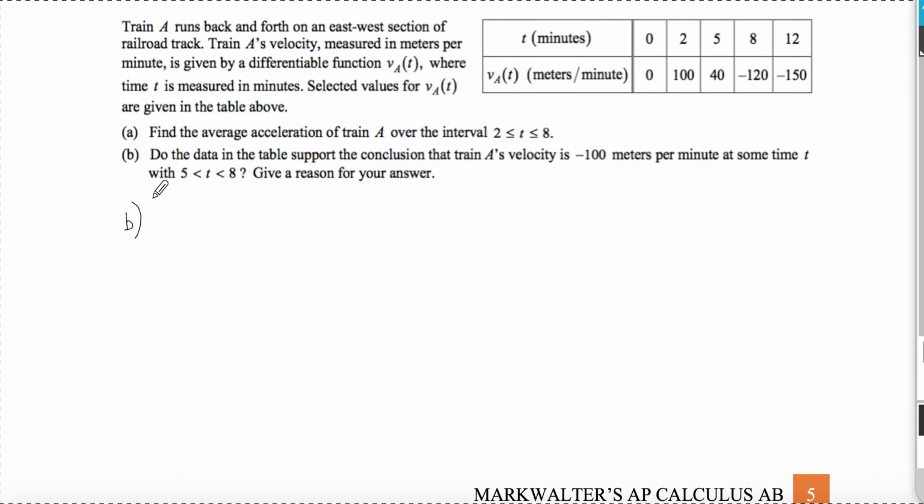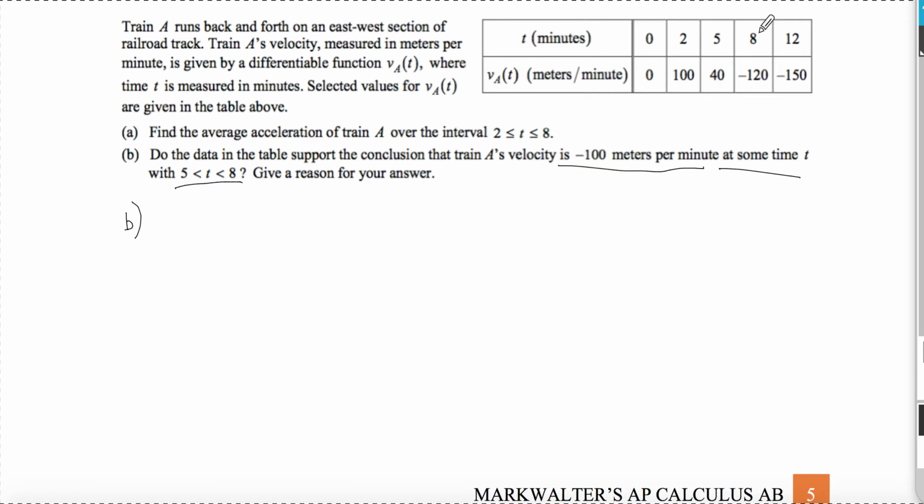Part B says, do the data in the table support the conclusion that train A's velocity is negative 100 meters per minute at some point from 5 to 8? So let's take a look. We want to know, is the velocity going to be negative 100 somewhere between 5 and 8, non-inclusive?